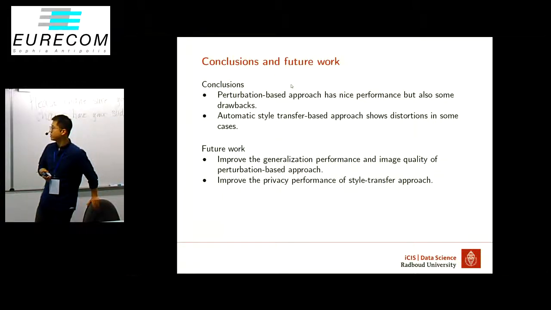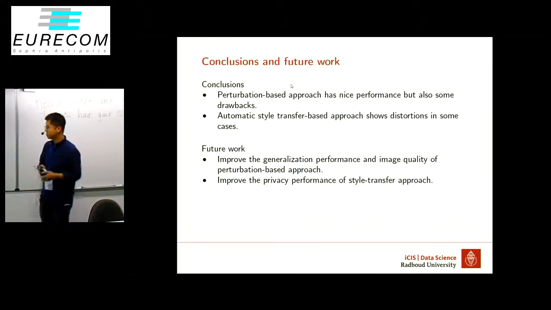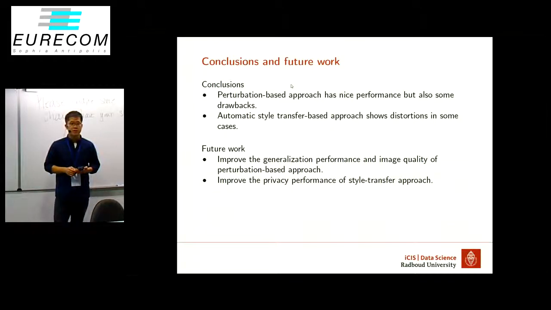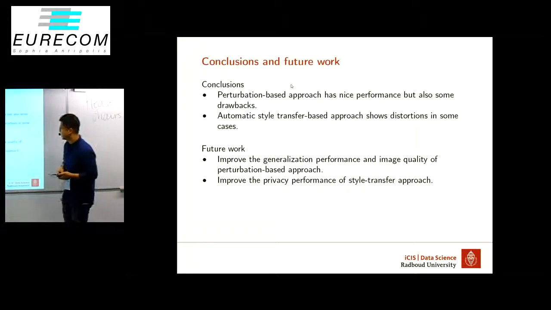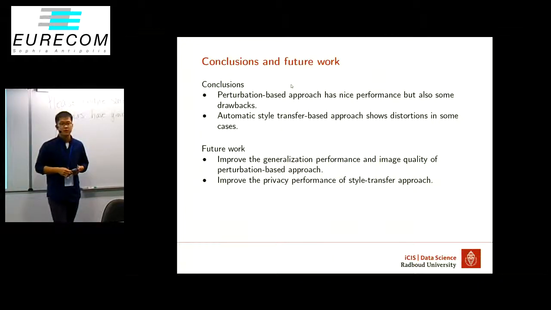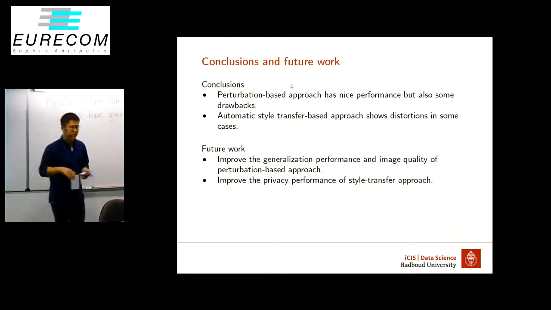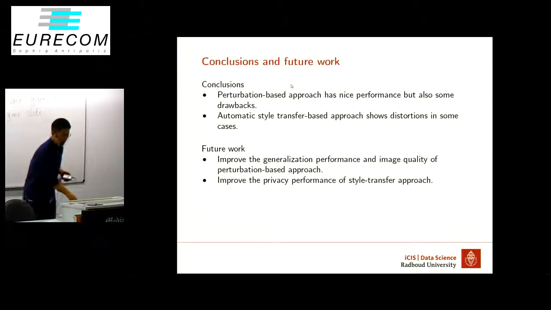For the future work, we want to mainly work on two sides. For the perturbation-based approach, we want to use some data augmentation methods to train the perturbation, to give it nice generalization performance. And we also want to find something to fix the problem of preprocessing. For the style transfer GAN, we want to improve the privacy performance, because right now we just transfer the style and don't do anything about privacy. And we also want to fix the errors that happen on the edges and in the color. This is our approach.